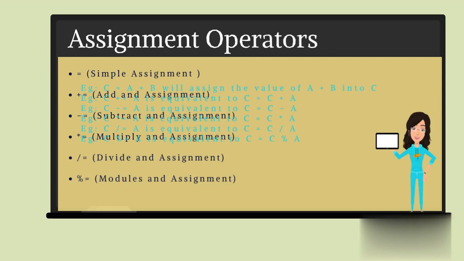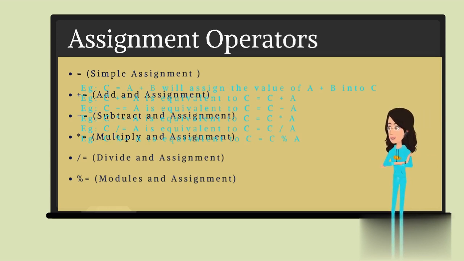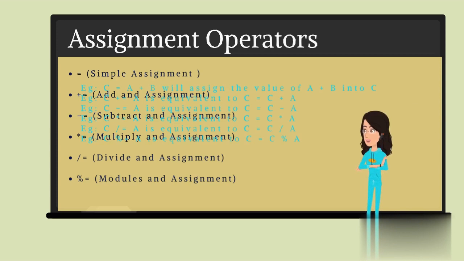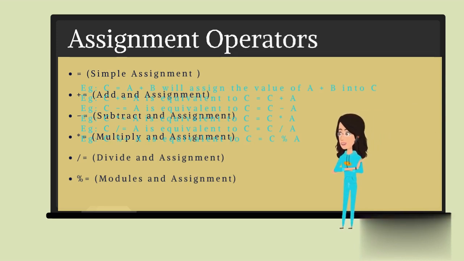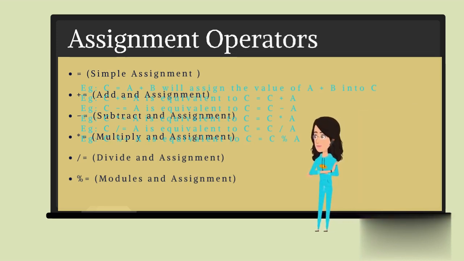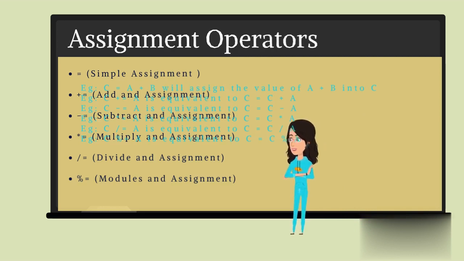The first example is simple assignment: C = A + B will assign the value of A plus B into C. The second example is C += A, which is C = C + A. The third one is subtract and assignment. In this example, C -= A is equivalent to C = C - A, as I told you in the definition.